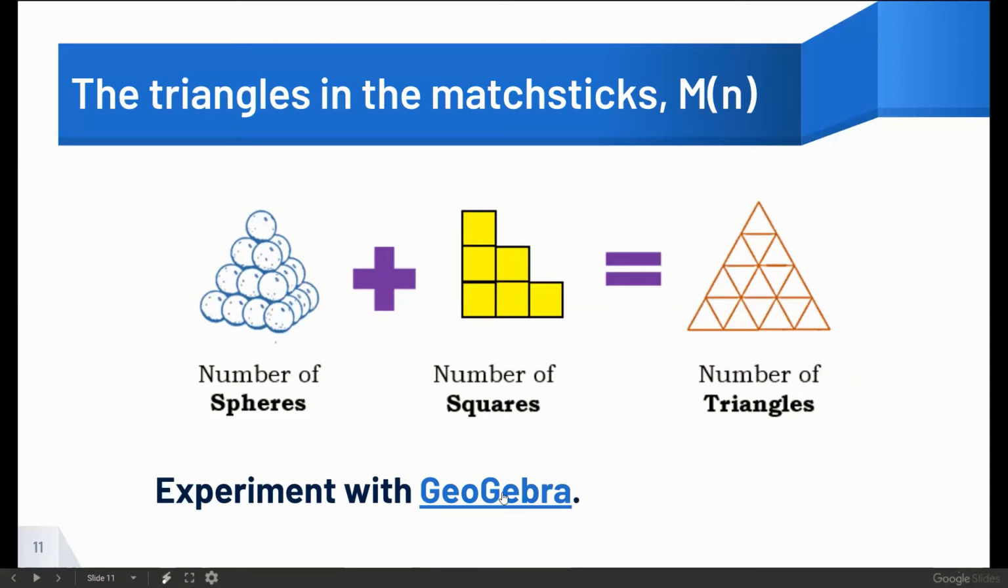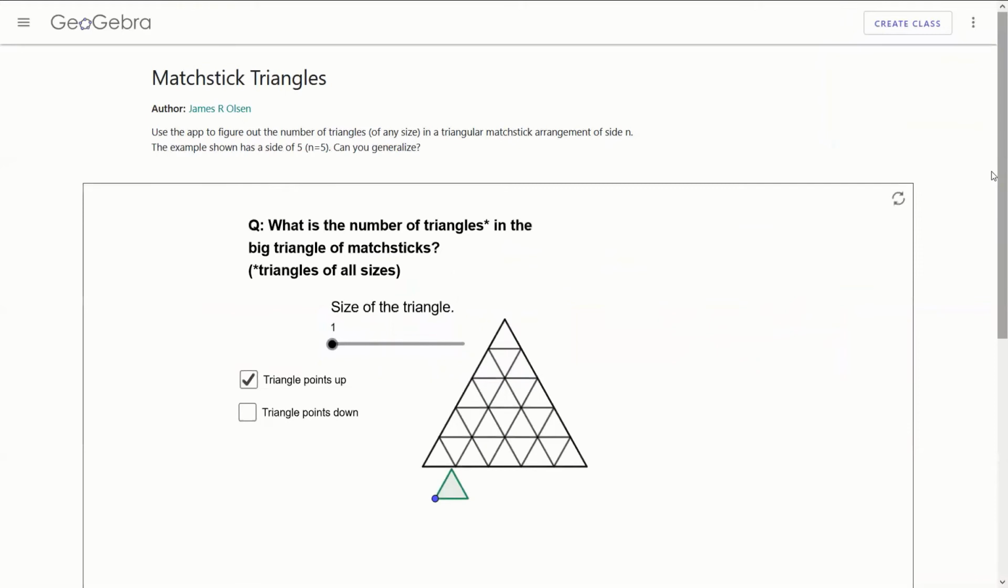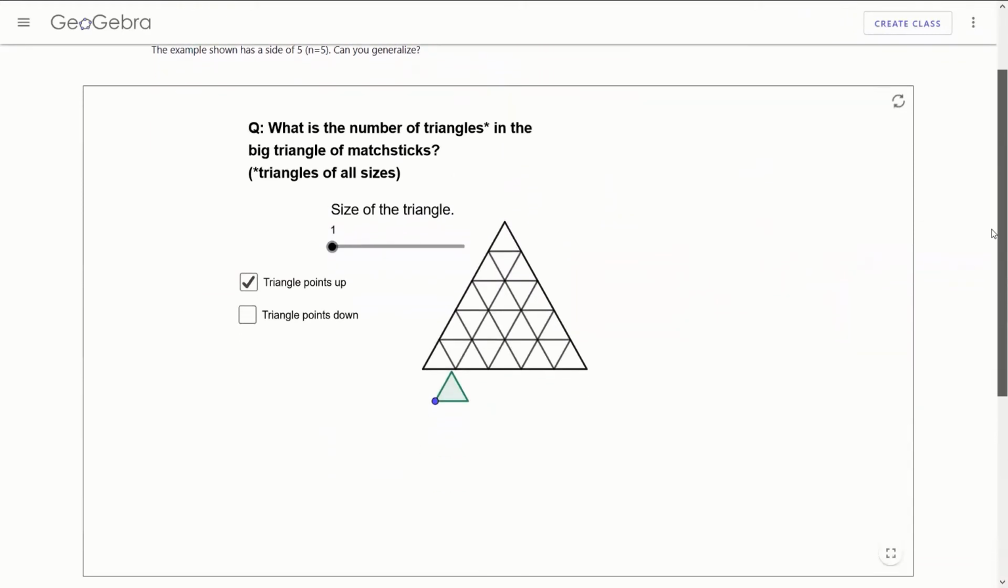And again, we're going to use GeoGebra. This is the matchstick triangles for you to experiment. What is the number of triangles in the big triangle?